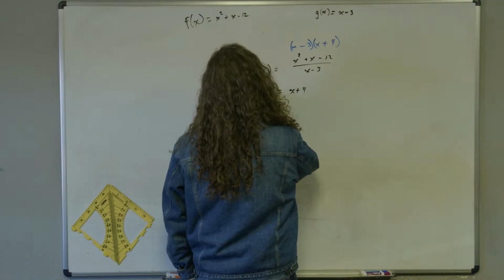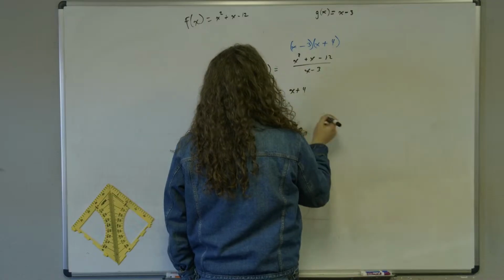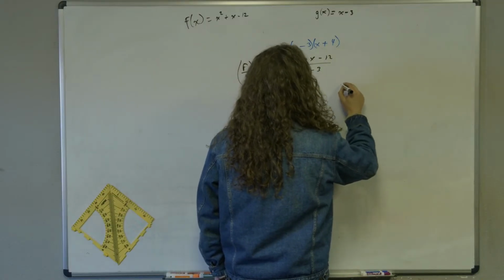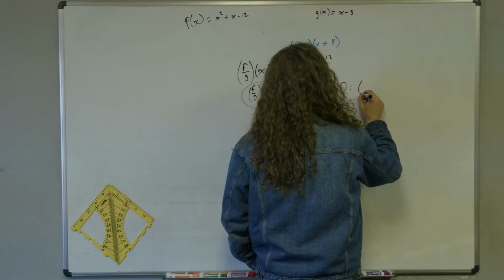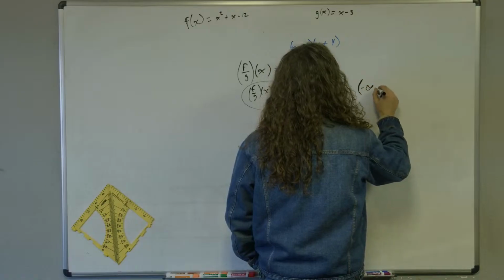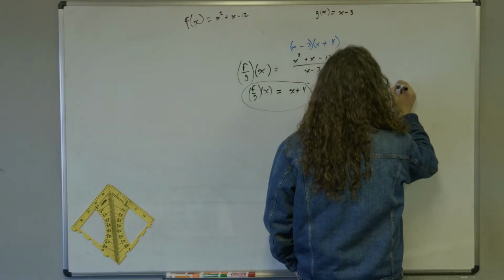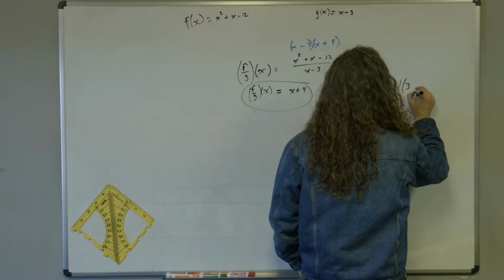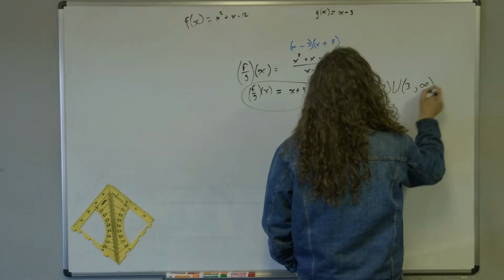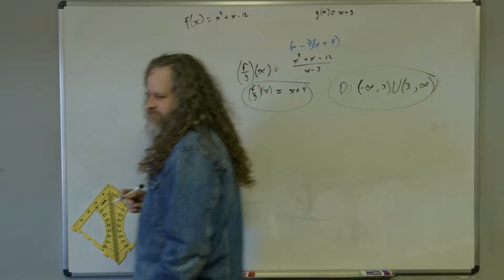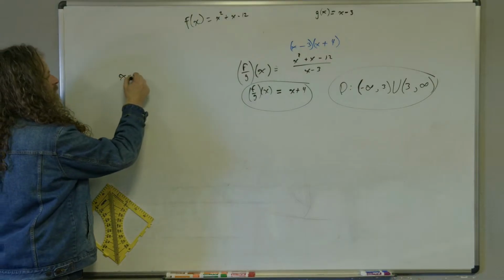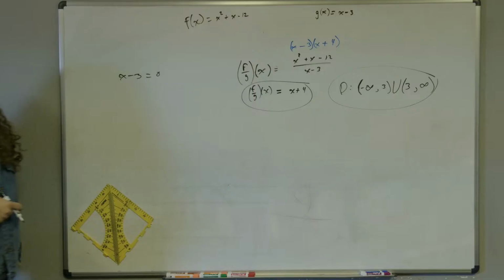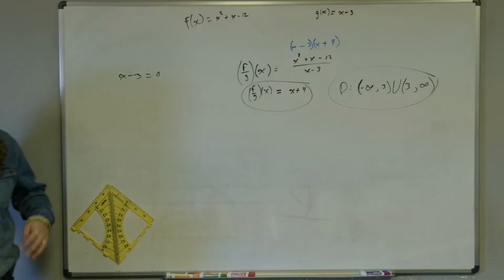So f over g of x equals this. But x cannot be 3. If we're going to do it in interval notation like we do for this class, it'd be negative infinity to 3 not included, and then 3 to infinity. How do you figure out what it can't be? Set the denominator equal to 0. Right? Because the denominator can't be 0. And then solve that, and you get 3. Easy peasy.